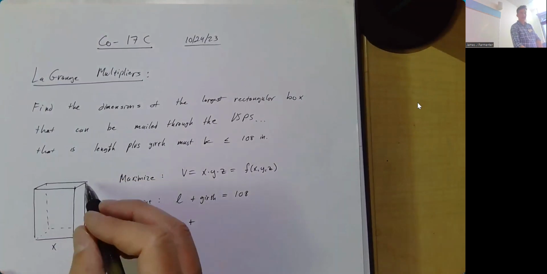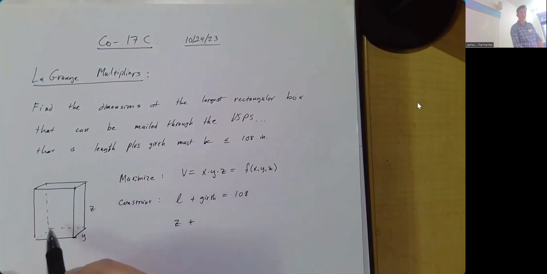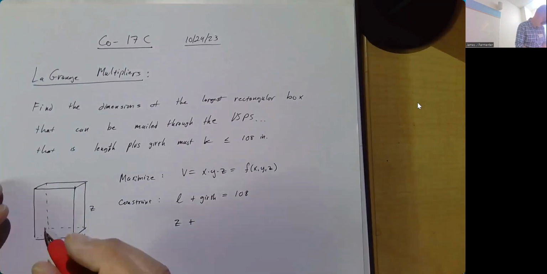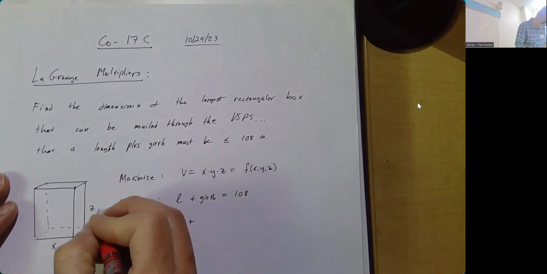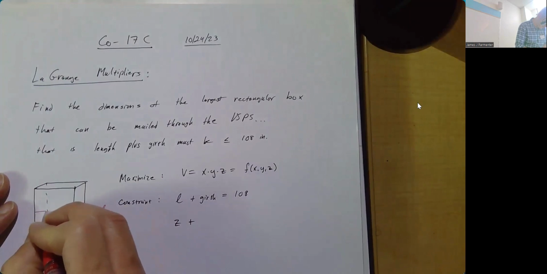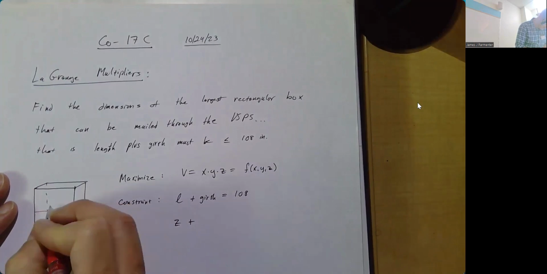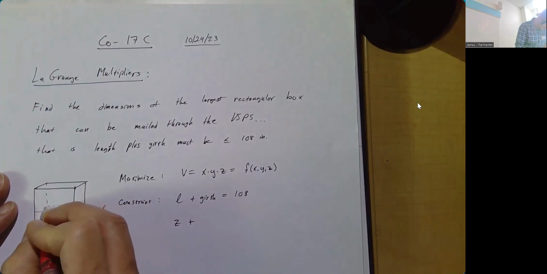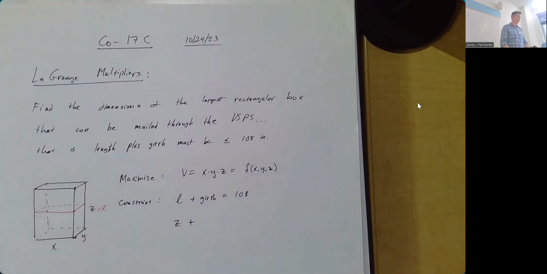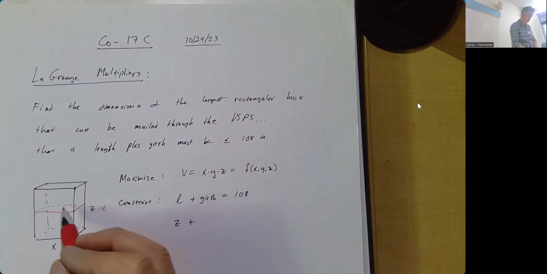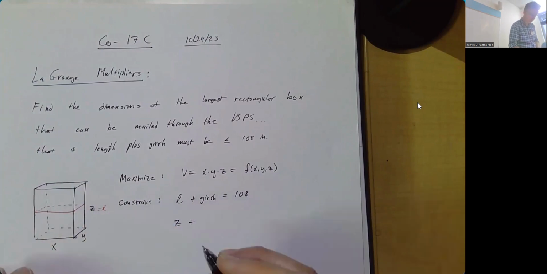The girth is the around dimension, or the circumference essentially. Let's draw it in red here. So if Z is my length, then here's my girth. That length of that red around the measurement of the box is X plus Y plus X plus Y, or 2X plus 2Y.